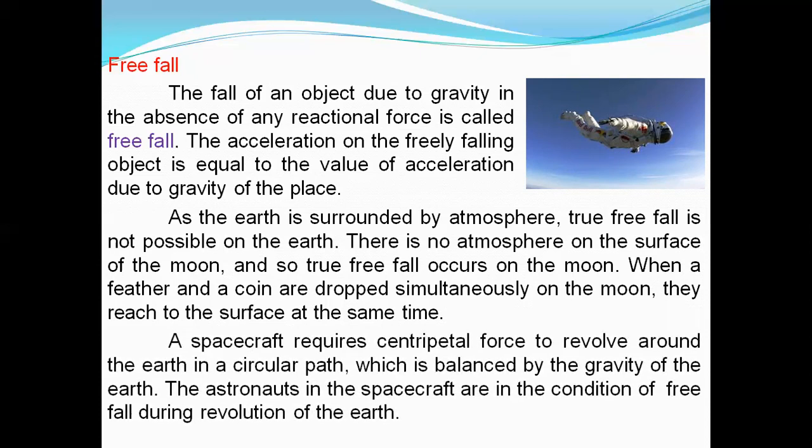A spacecraft requires centripetal force to revolve around the Earth in a circular or elliptical path, which is balanced by the gravity of the Earth. The astronauts in the spacecraft are in the condition of free fall during revolution around the Earth, because it is in the condition of free fall.